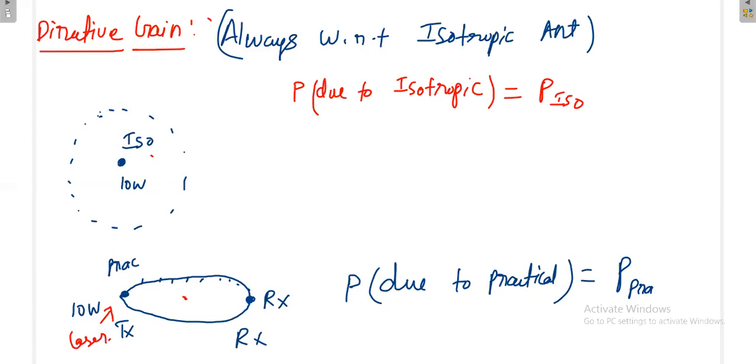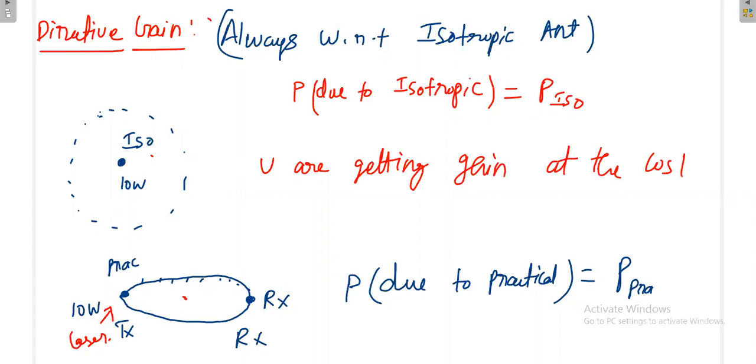That is very, very important. You are getting gain at the cost of beam width. What is beam width? Here you are radiating your power in the entire direction. For a practical antenna, if the user is in this direction, you will get very good power. If you stand here, you will not get power, but in the case of isotropic, you can get the power. So you are getting gain in the case of the practical antenna at the cost of beam width.